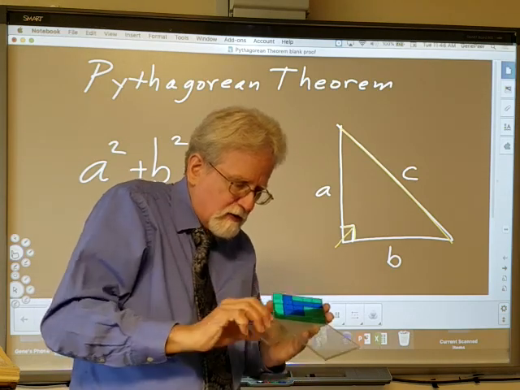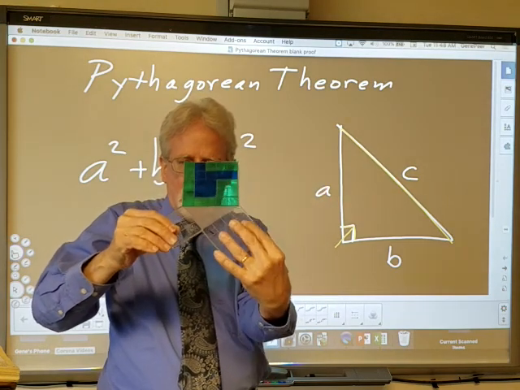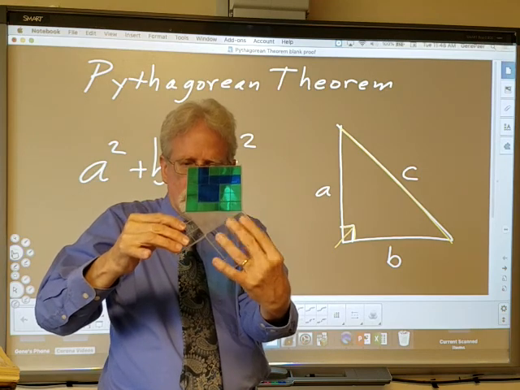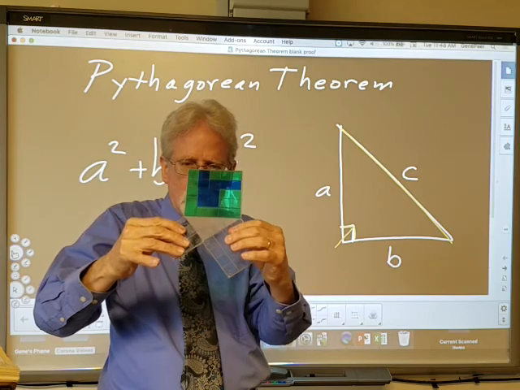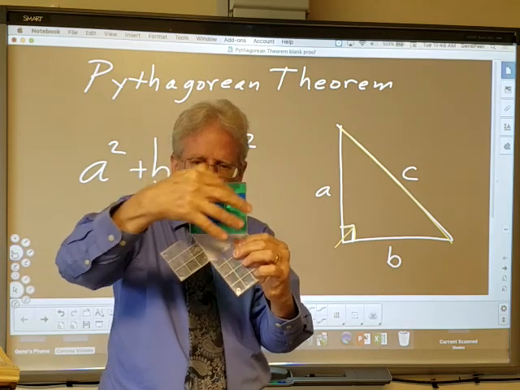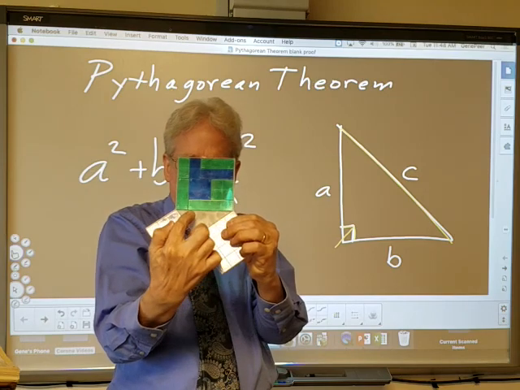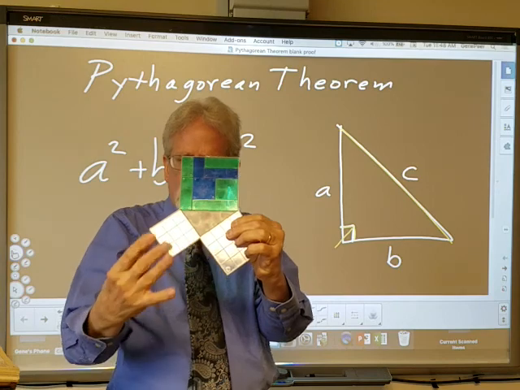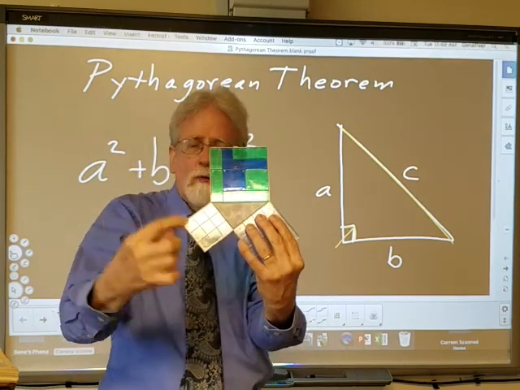And I can arrange them so that those two areas of a squared plus b squared, 3 squared plus 4 squared, 9 plus 16 equals 25, which is indeed 1, 2, 3, 4, 5 squared, 25. So the area of this square plus the area of that square will equal the area of that square, no matter what shape the triangle is.